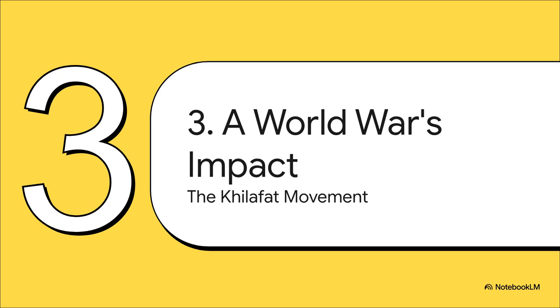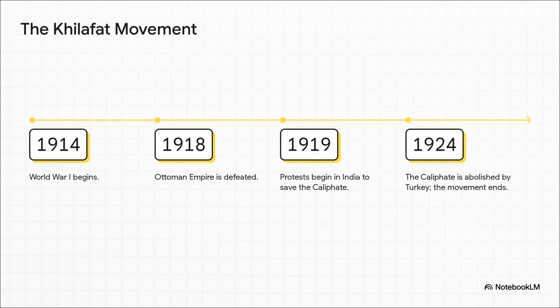So, World War I ends. The Ottoman Empire in Turkey is defeated. And you might be asking, okay, so what? What does that have to do with India? Well, it mattered a lot, because the Ottoman Sultan was also the caliph, the spiritual head for many Sunni Muslims. And with him defeated, a huge fear swept through Indian Muslims that the British would just abolish the whole institution. This sparked a massive protest called the Khilafat movement.